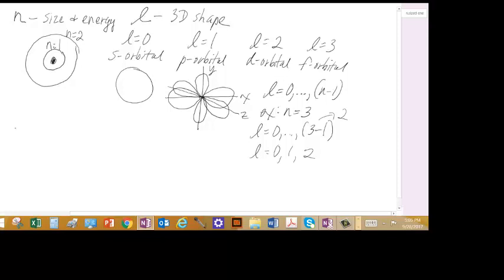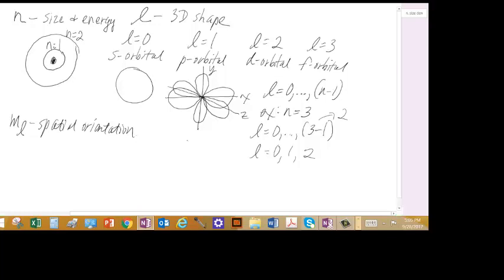Next, the third quantum number is m sub L. That's the symbol used to denote it, and this is called the magnetic quantum number. This defines the spatial orientation of an orbital with respect to a standard set of x, y, and z axes. So I'm just going to write spatial orientation and then explain this a little bit more through an example.